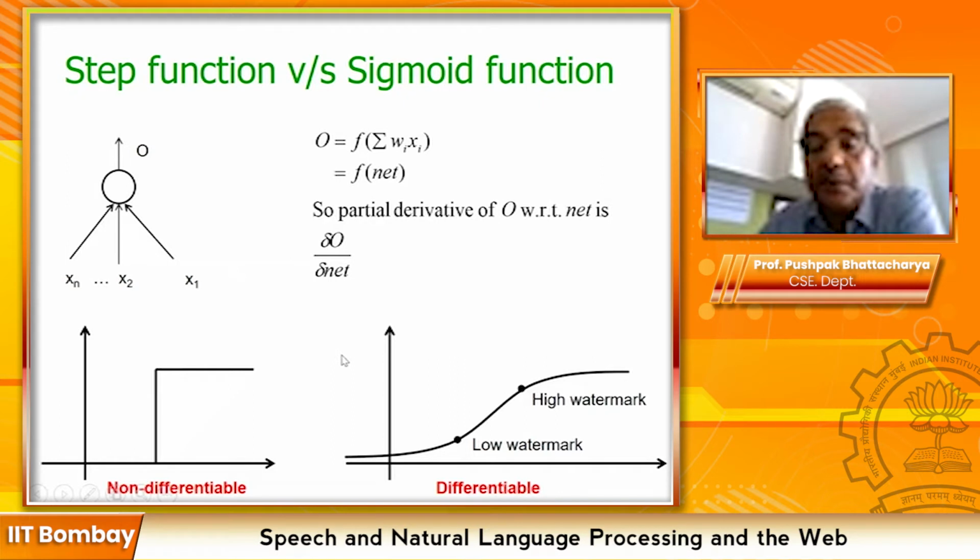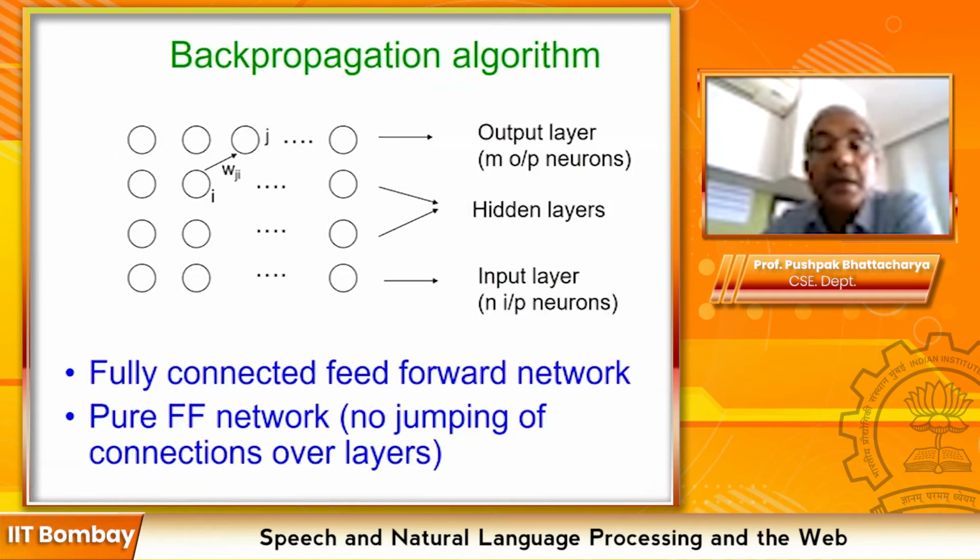The function which is most popular is the sigmoid neuron. The sigmoid neuron has this continuous behavior. Its equation is 1 by 1 plus e to the power minus x. The sigmoid neuron's equation is 1 by 1 plus e to the power minus x.